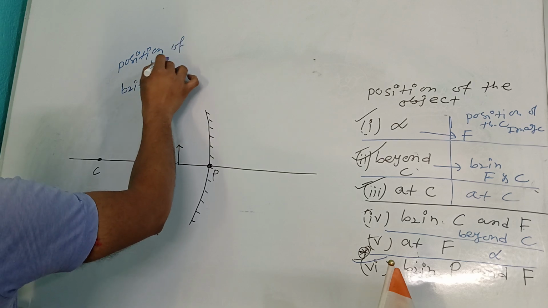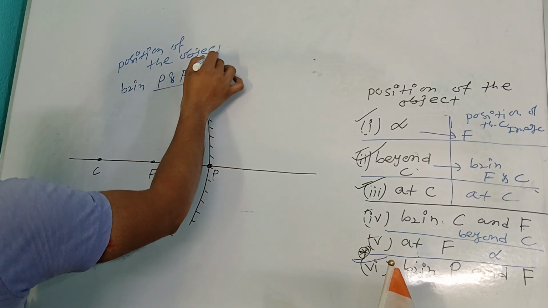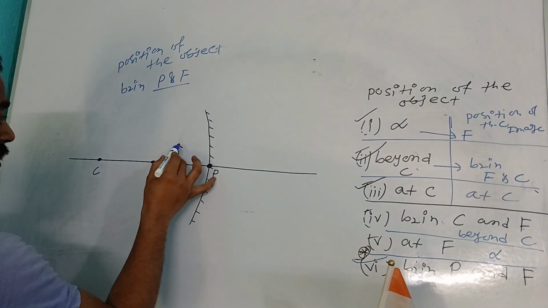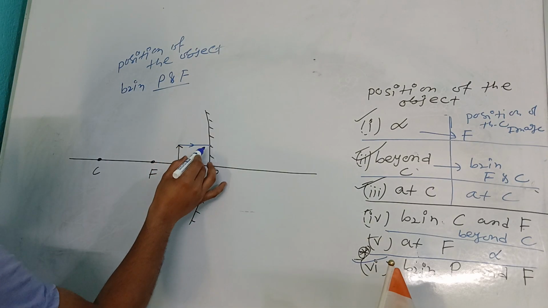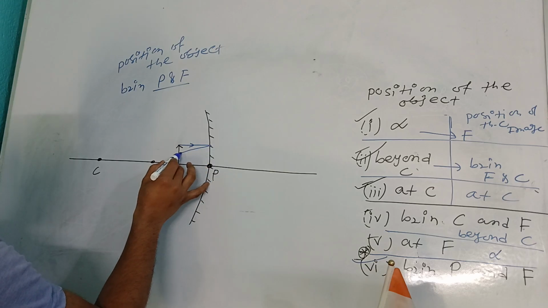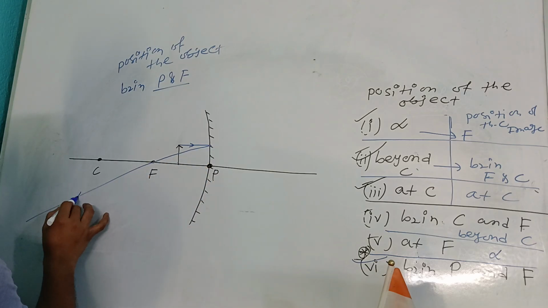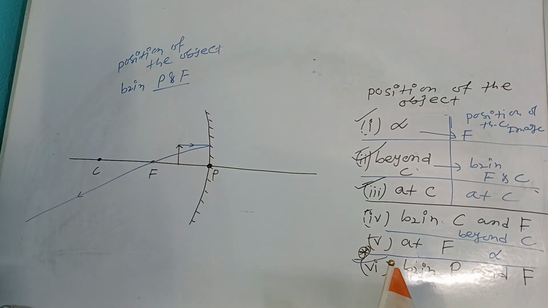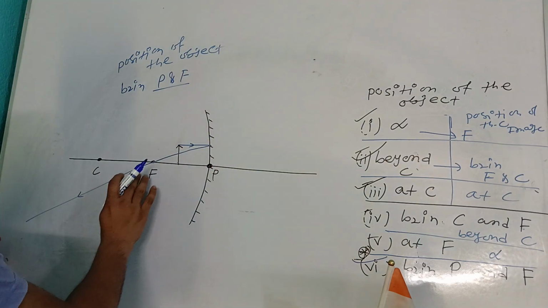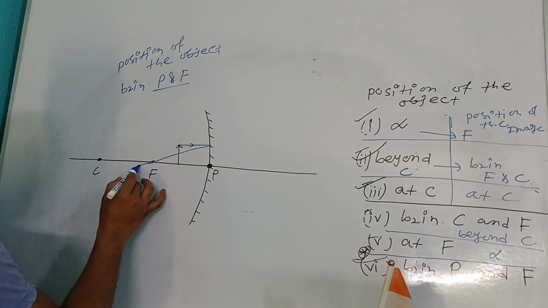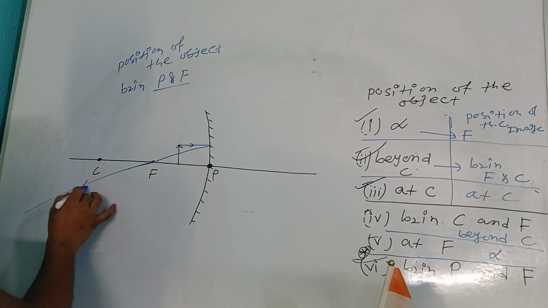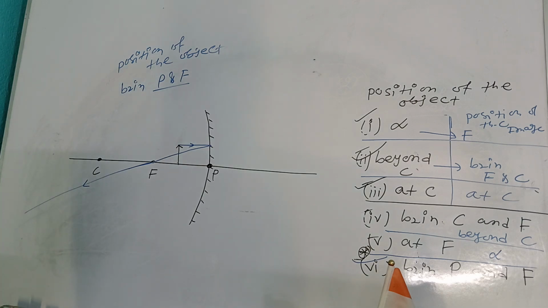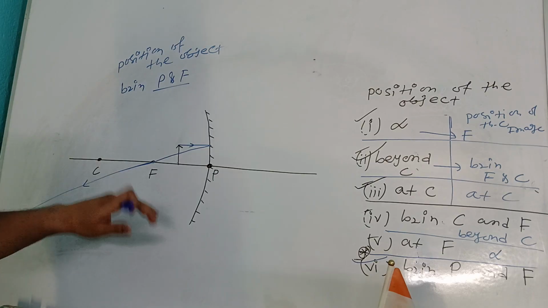Position of the object. So if the incident ray is parallel, then after the reflection it passes through the focus. So done. After the reflection it is passing through the focus. Then reflected ray. Now you tell me how to draw the second one.